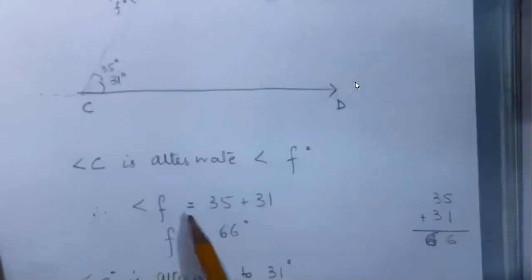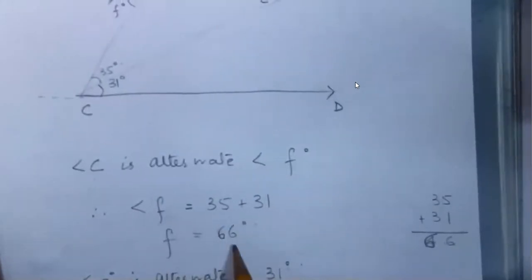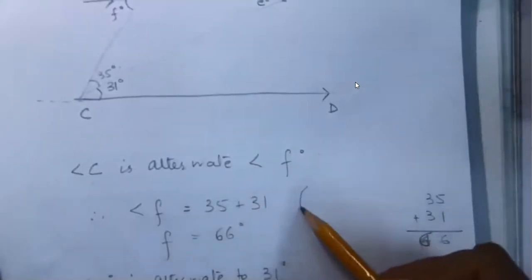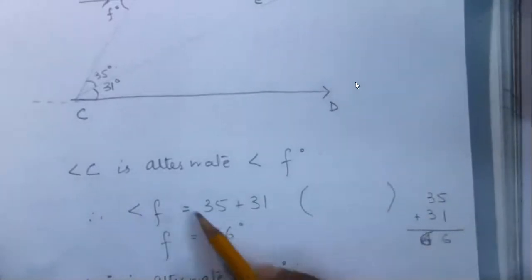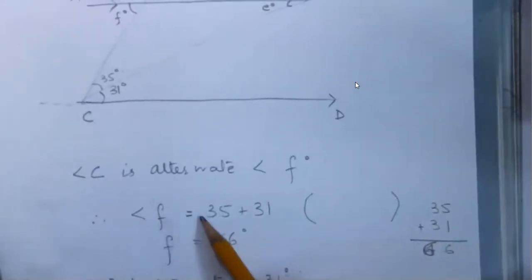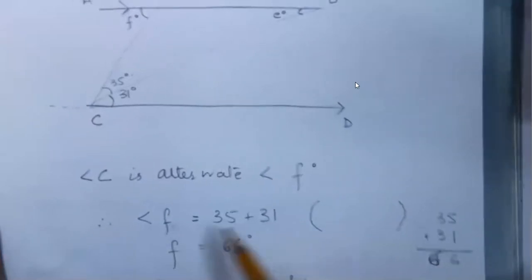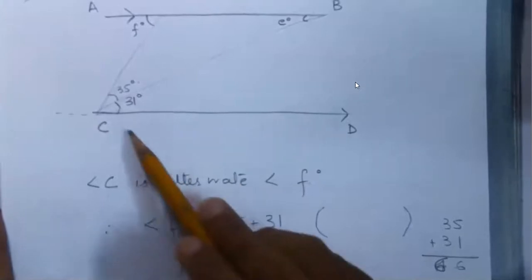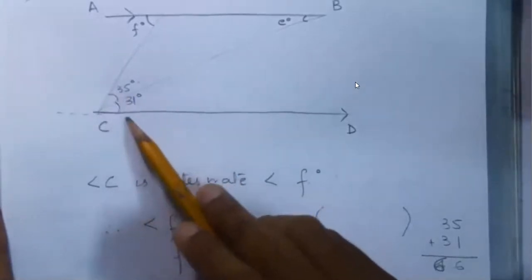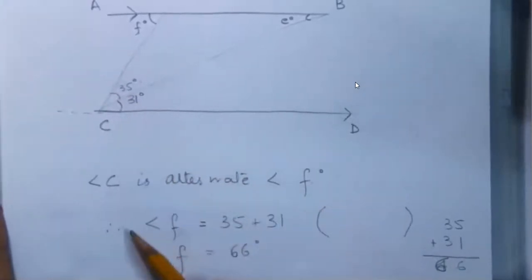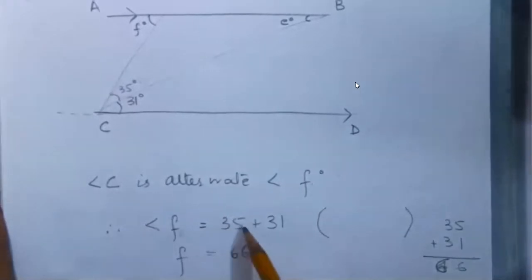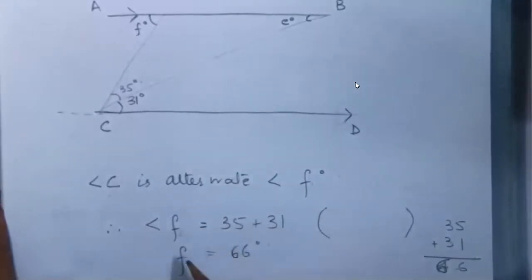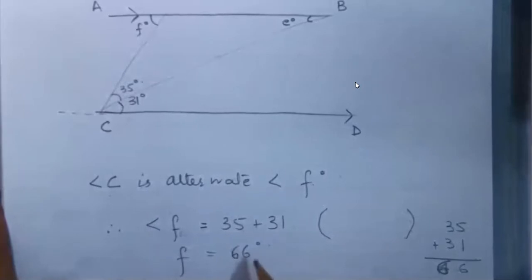But you will not just write the equation simply. You will give a reason of how you came up with this equation. So why is angle F the sum of 35 and 31? You will say that angle C is alternate to angle F. So angle C includes both of them together. Therefore, angle F is equal to 35 plus 31, and so F is equal to 66 degrees.